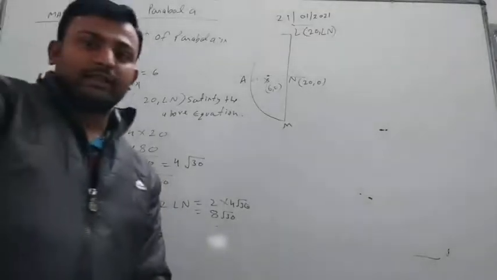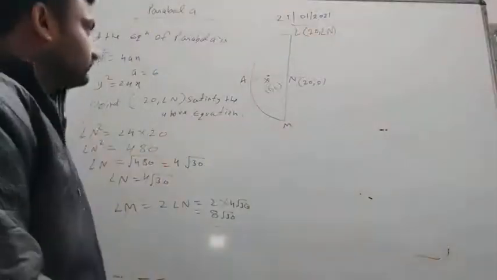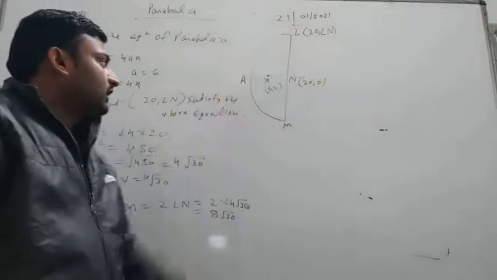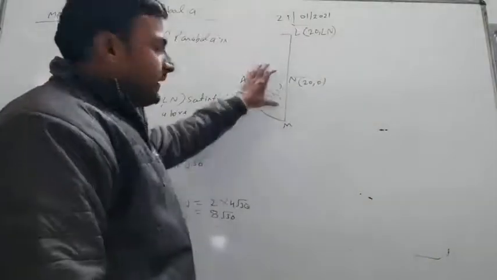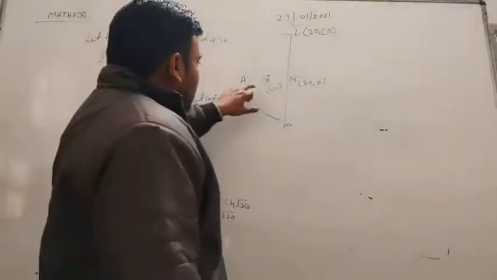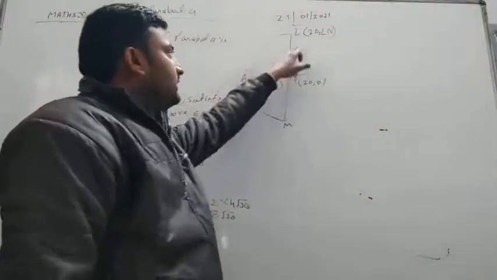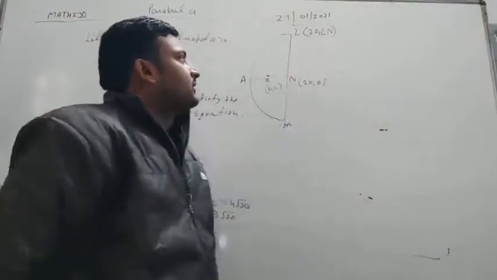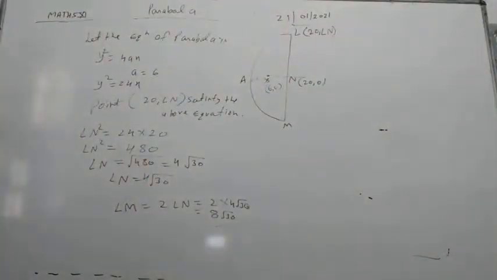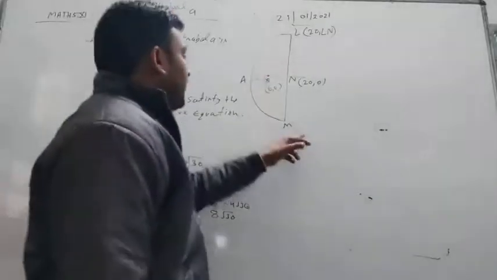Students, in this question we are given a parabola and this figure, and the focus is (6, 0), and this coordinate is 20, and this is 20 LN. We have to find the value of LN. Okay, students.